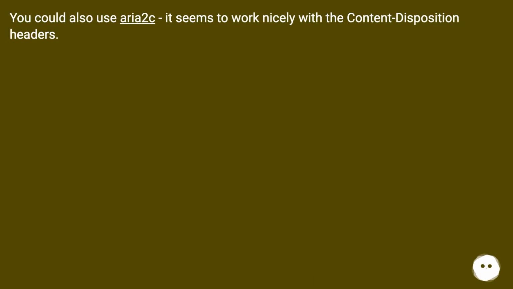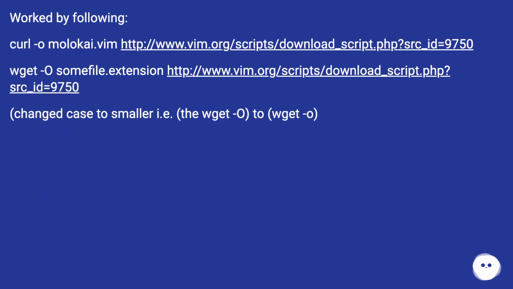You could also use aria2c. It seems to work nicely with the content-disposition headers. Worked by following: curl -o molokai.vim, this URL. get_somefile.extension, this URL. Changed case to smaller, i.e., the -O to -o.